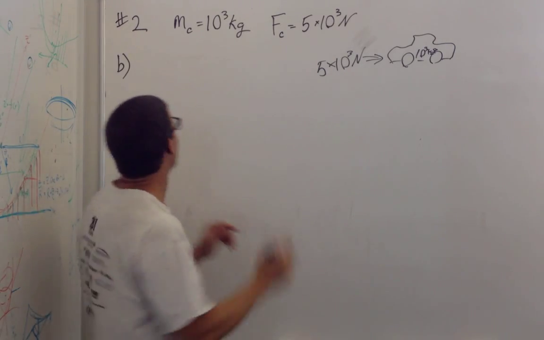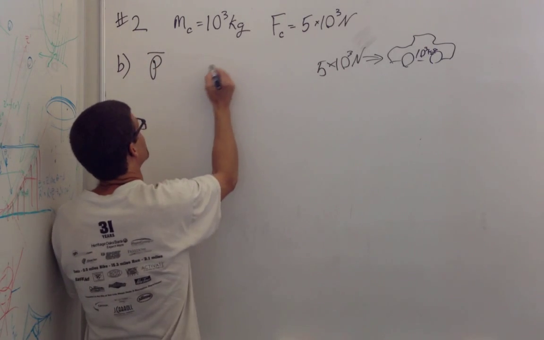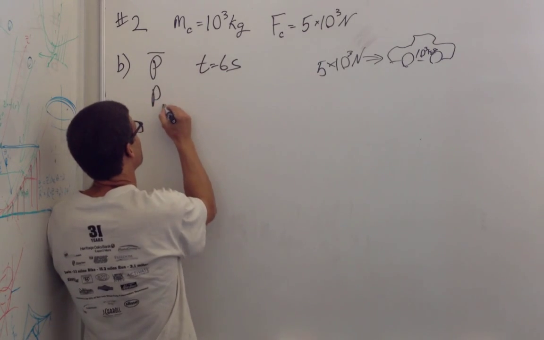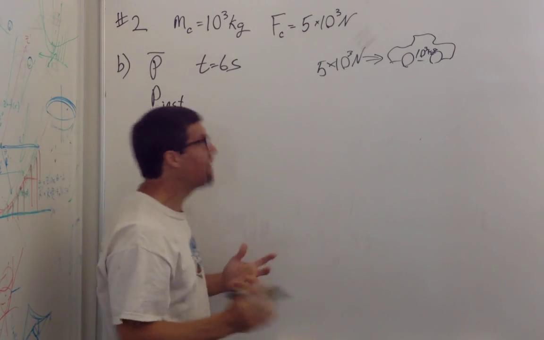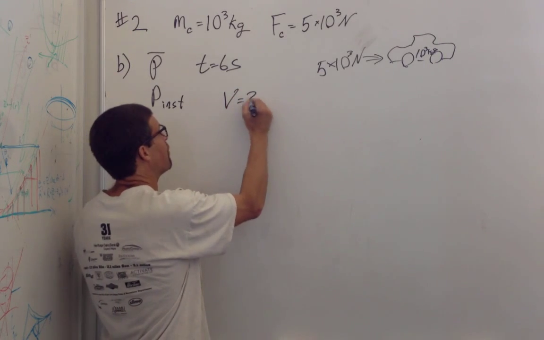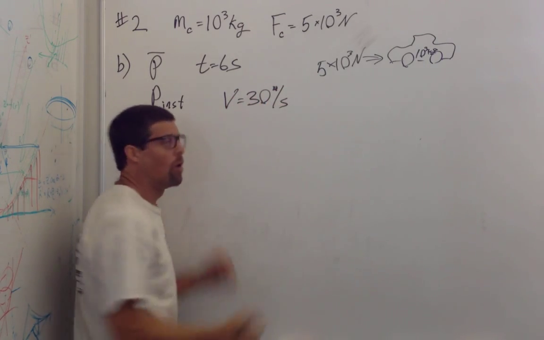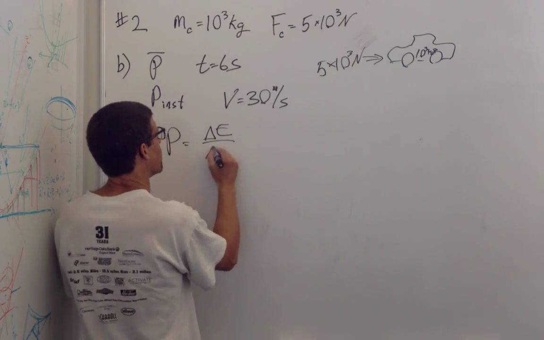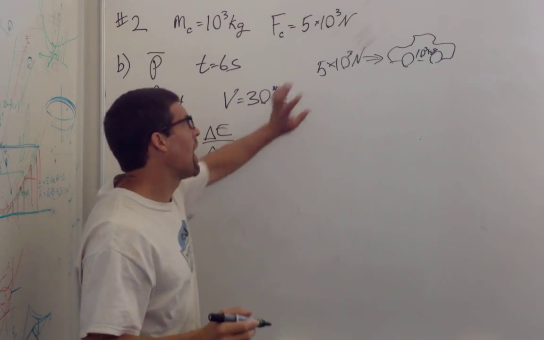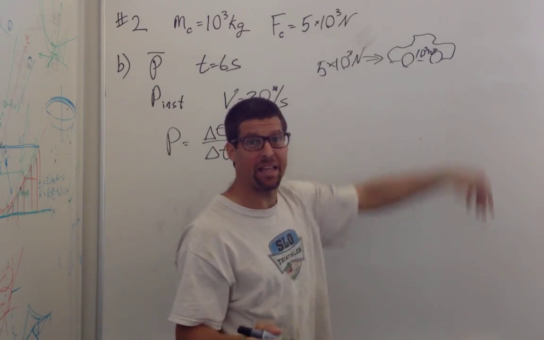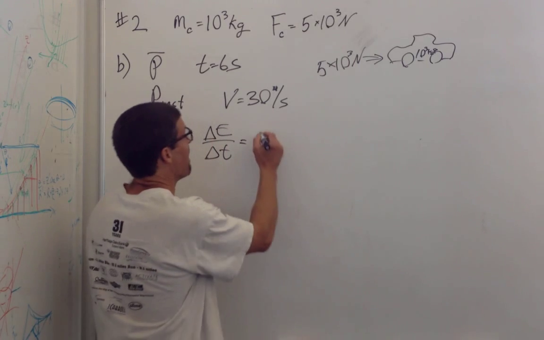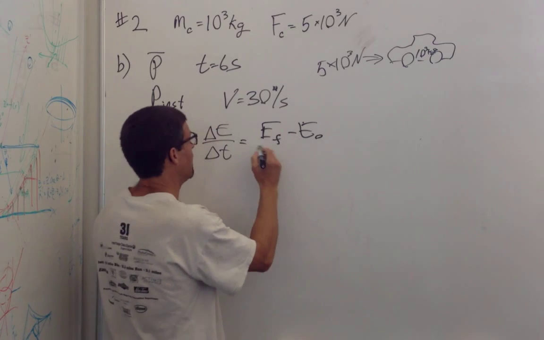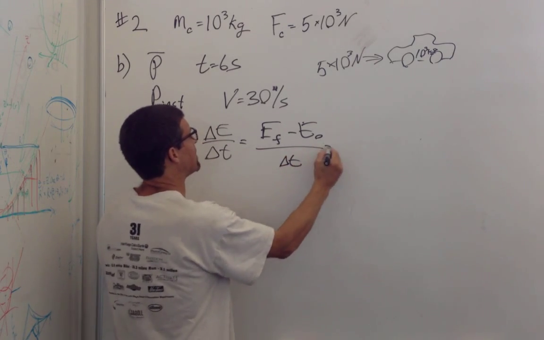Then I want to find the average power for that whole 6 seconds and the instantaneous power. And this is at 30 meters per second. Okay, so what is power? Power is equal to the change in energy over change in time. And so how is the energy changing? It's gaining kinetic energy. And so that would be energy final minus energy naught divided by that change in time, that's 6 seconds.